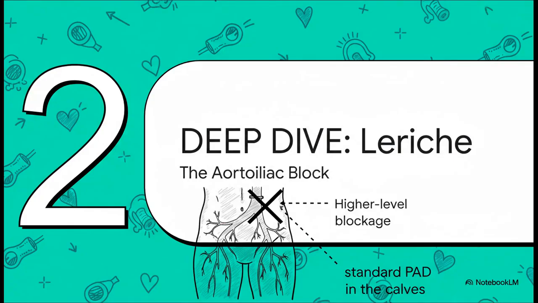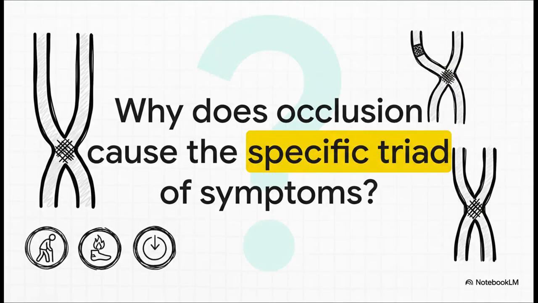Sarah, back in Module 3, we covered your standard PAD. Usually atherosclerosis down in the calves. But Leriche syndrome, this is a whole different ballgame. A far more proximal blockage with a very distinct presentation. So let's break it down.